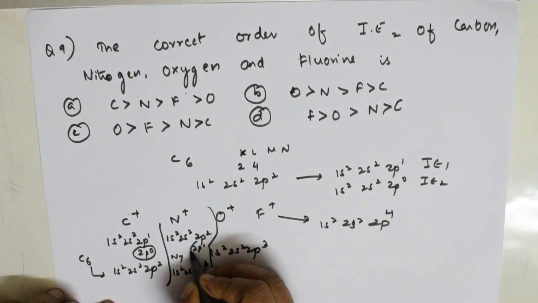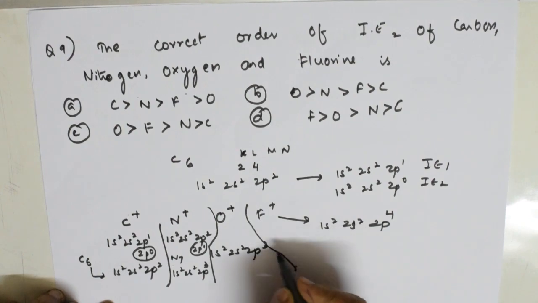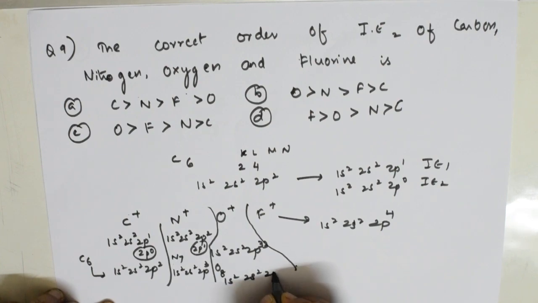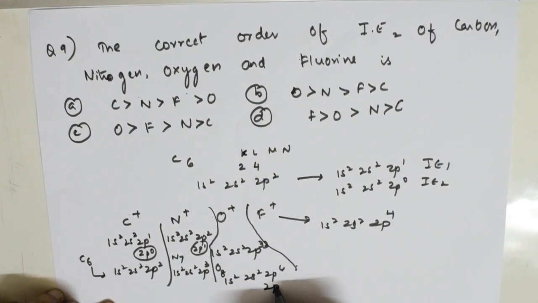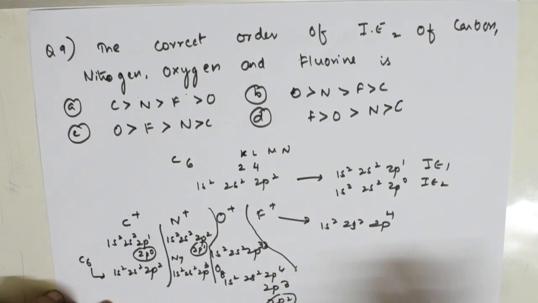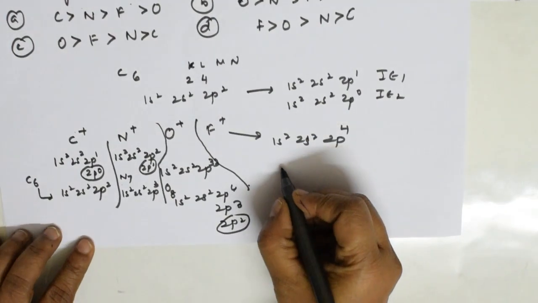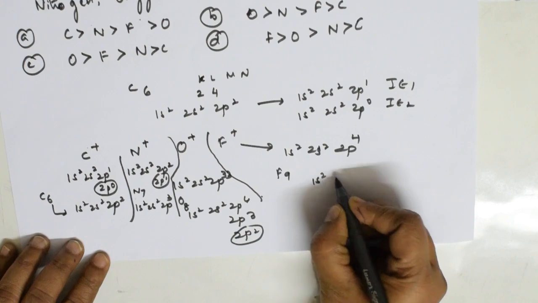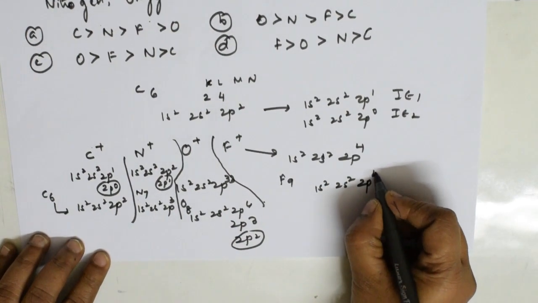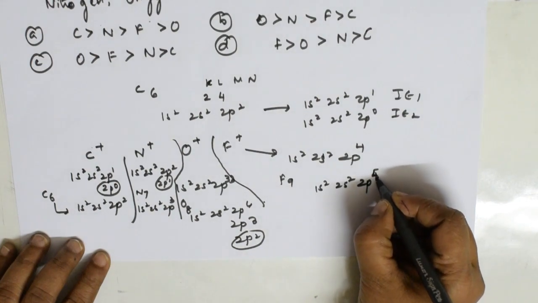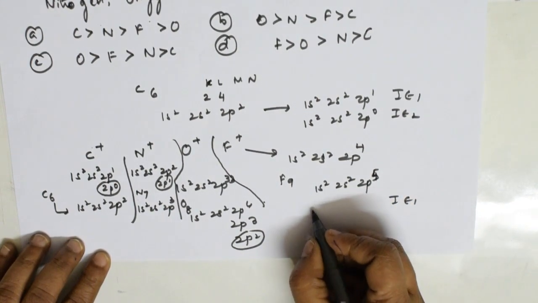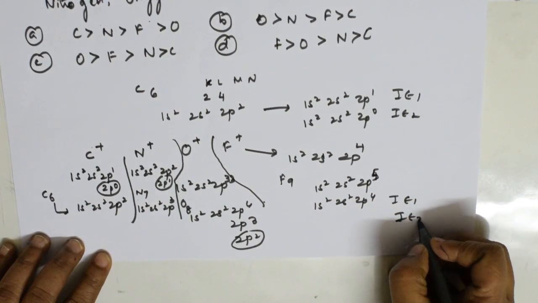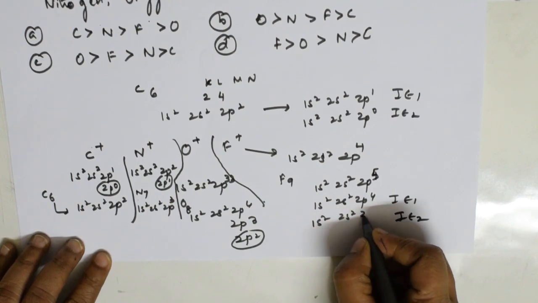This becomes 2p1. Here also oxygen, initially 8, is 1s2, 2s2, 2p4. So if I take out one electron it becomes 2p3. Further I take out, it becomes 2p2. Correct, no? Right. Now fluorine is 9. It is 1s2, 2s2, 2p5. I am taking out one electron. This becomes 1s2, 2s2, 2p4. Further, if I use ionization energy 2, this becomes 1s2, 2s2, 2p3.